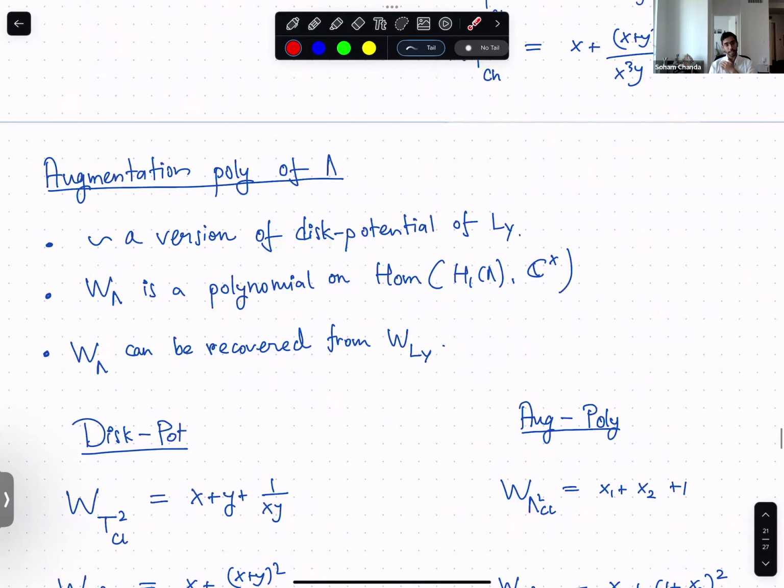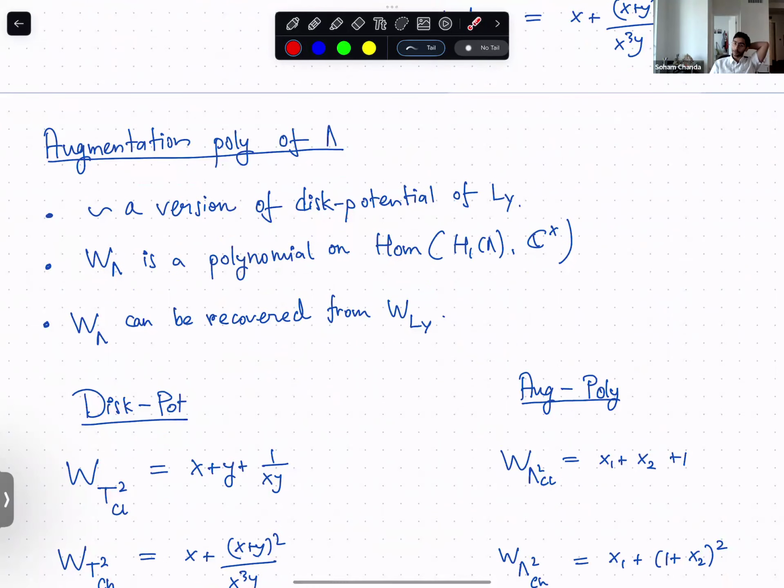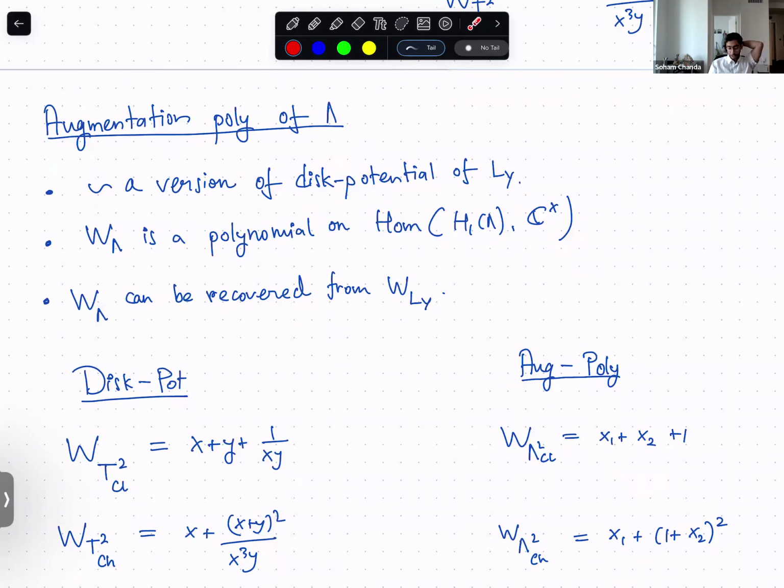And there was another thing in the theorem, which was the augmentation polynomial. I will not tell you exactly what it means, but all you should know is that it is a version of disk potential, but it counts punctured disks with the puncture going to a Reeb chord. This polynomial is a polynomial on Hom of H1 of lambda. So this is a difference: it takes cycles inside lambda, the Legendrian, not the Lagrangian, and assigns them to some complex number. And one thing you should know is that the augmentation polynomial can be recovered from the disk potential of the base.